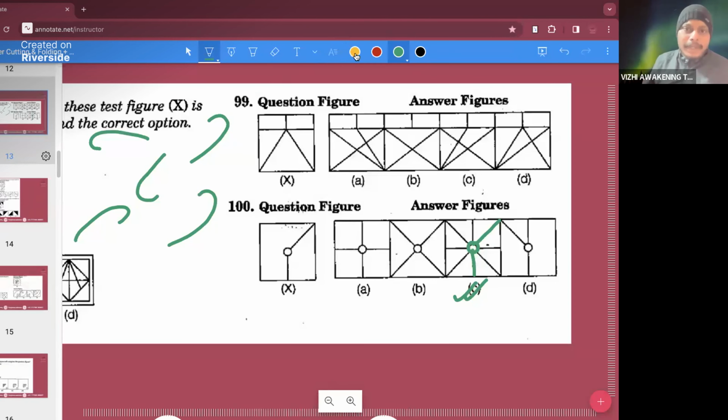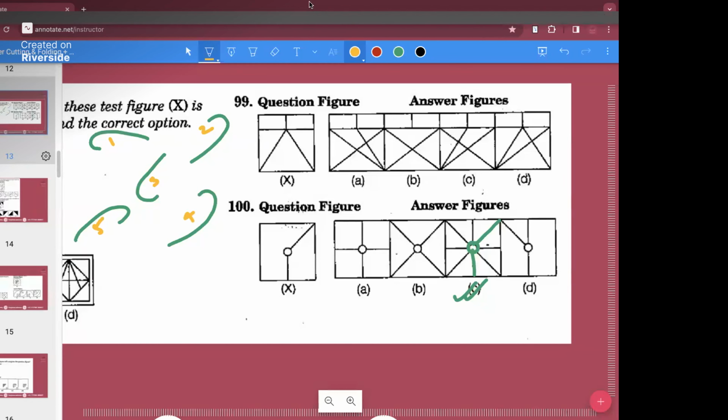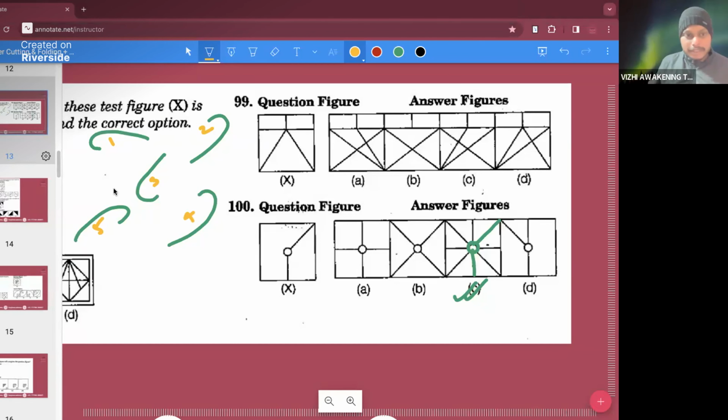Let me label it: 1, 2, 3, 4, 5. Which one of these five is different? 5, sir. Absolutely 5. Okay. This is what I'm trying to communicate: why your D should not be your answer.